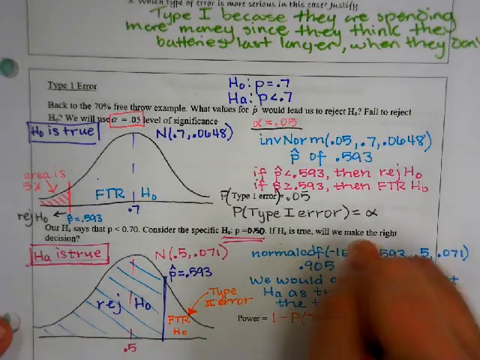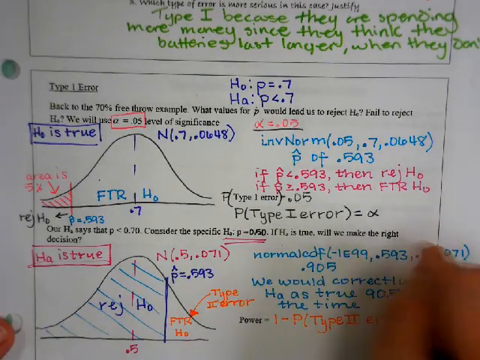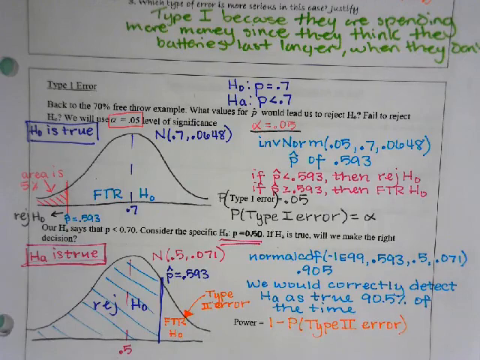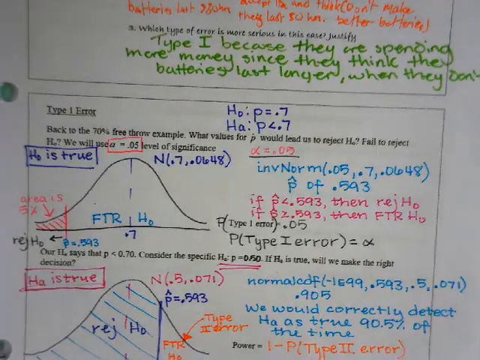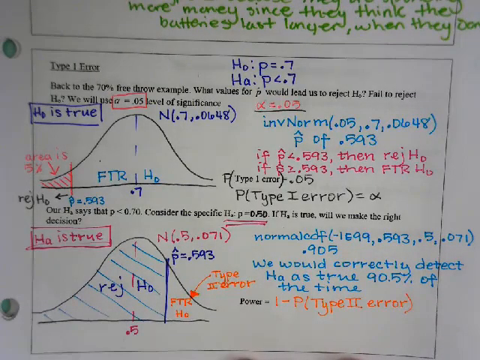Sorry, my paper moved on its own. Yes. How would you do this if HA didn't equal something specific? If I want you to find the power of the test, I will give you a specific alternative.